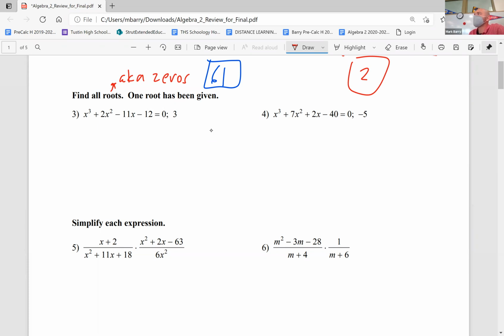All right, so for this one, it's a little bit of the same process, at least to start. It's going to change after this, but we're going to start off by taking this number that they give us, and we're going to put that in the cupboard, and we're going to do our synthetic division again.